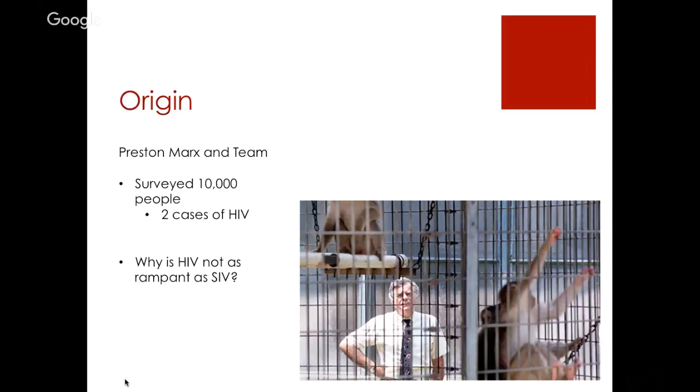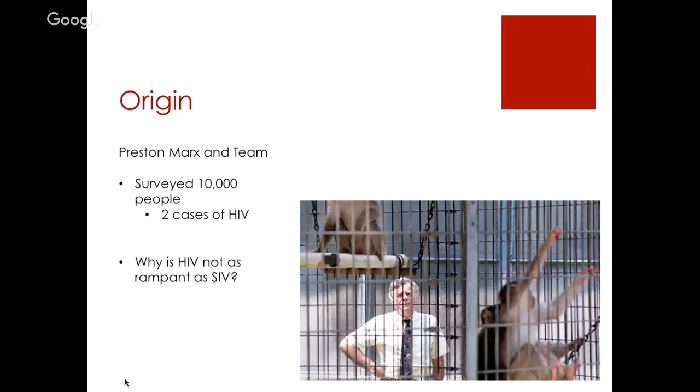While Marks and his team were in Sierra Leone, they took 10,000 people who had monkeys and surveyed them. And surprisingly, they only found 2 cases of actual HIV within the population. This really surprised Marks and his team because SIV was present in almost every monkey, chimpanzee, and old world primate in the area that they could find. And yet the same virus, HIV, was super rare in the human population. So why is HIV not as rampant as SIV?